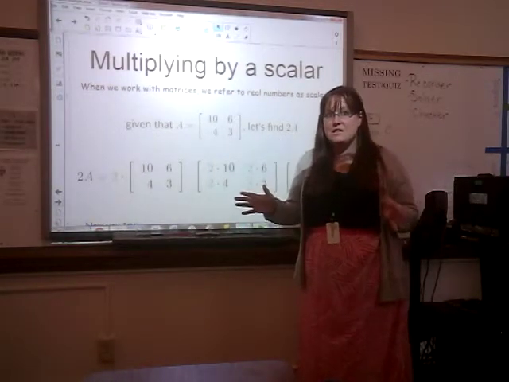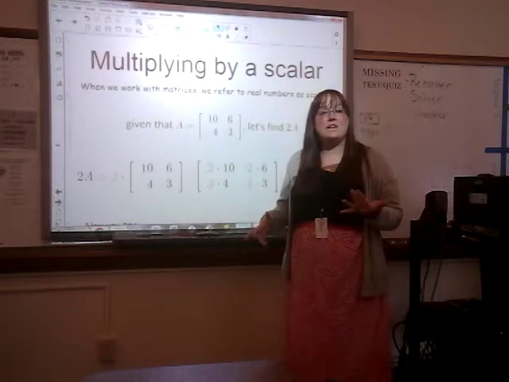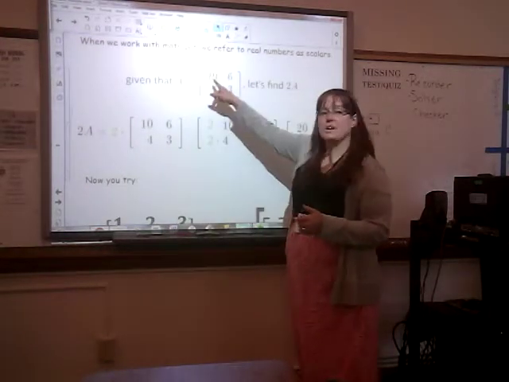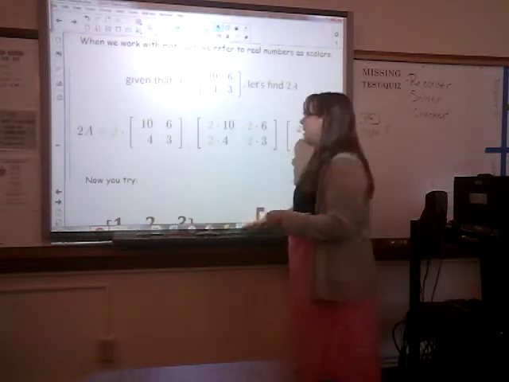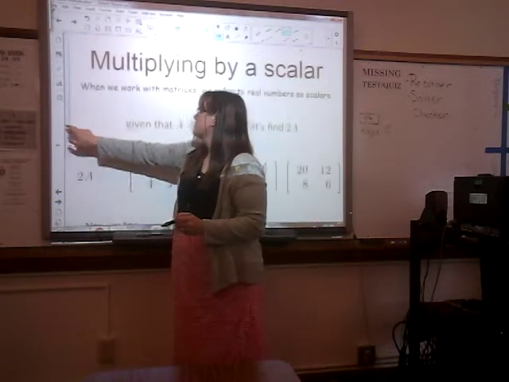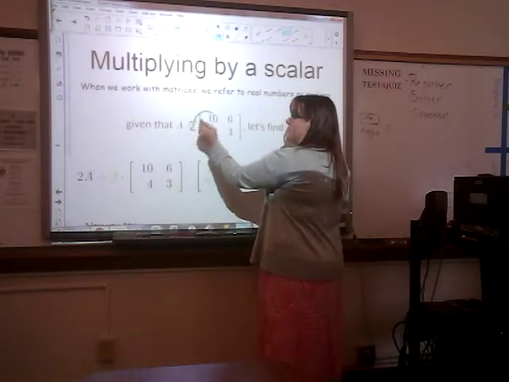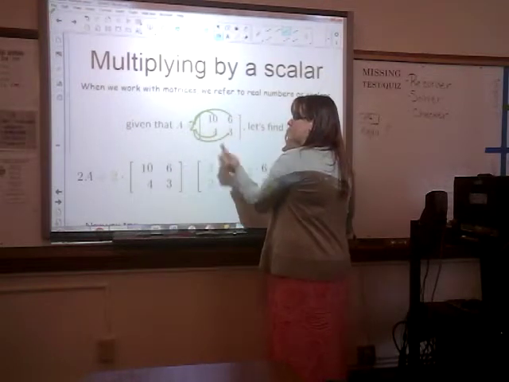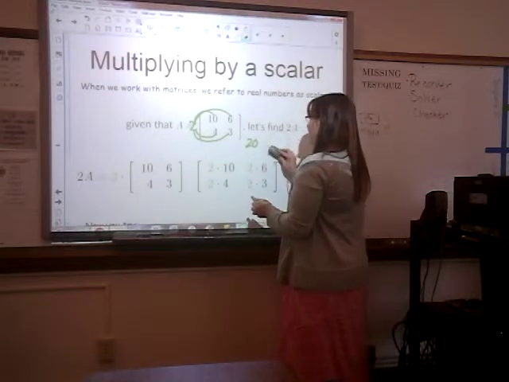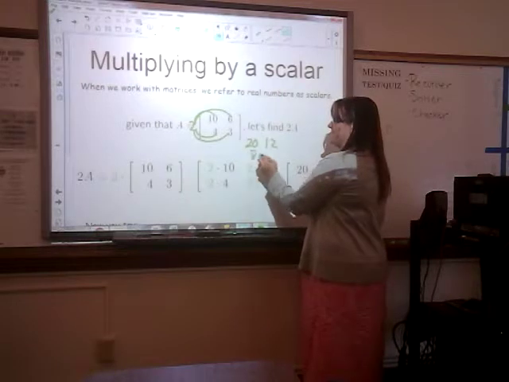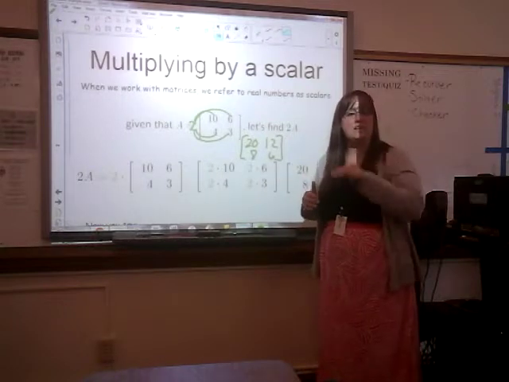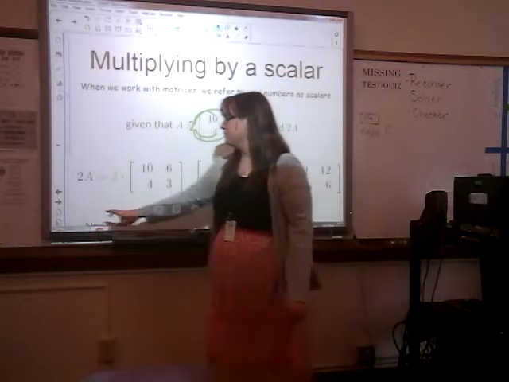So now remember about multiplying by a scalar. Multiplying by a scalar is the easy matrix multiplication that we talked about. Basically, you multiply every number by the scalar. So if we have a matrix 10, 6, 4, and 3, and we want to multiply that by 2, all we do is we take 2 times 10, 2 times 6, 2 times 4, and 2 times 3. So we get 20, 12, 8, and 6. So multiplying by a scalar is really just distributing that into each element in the matrix.